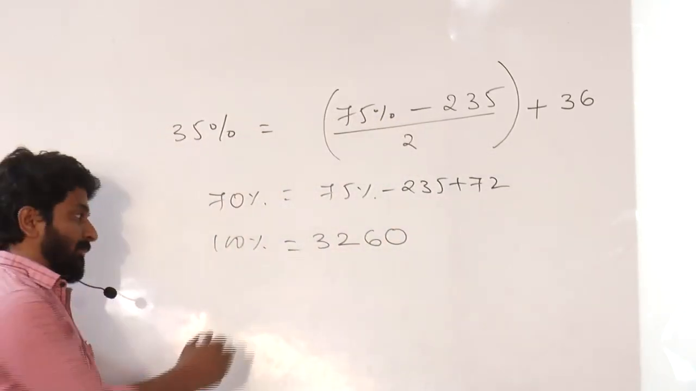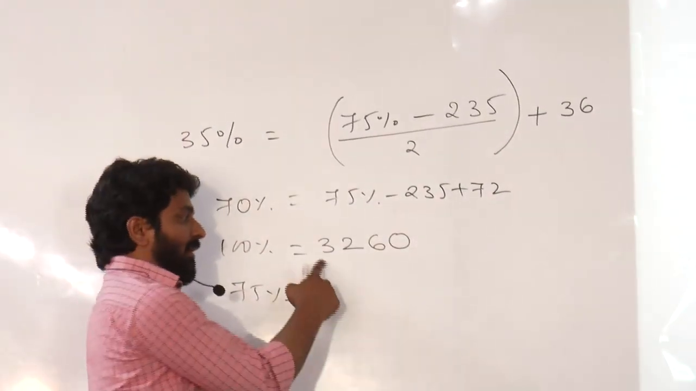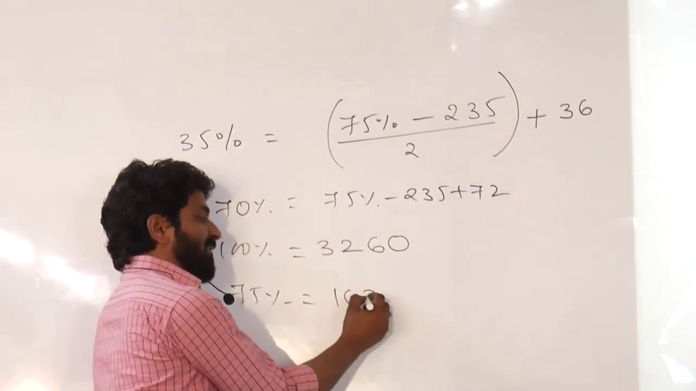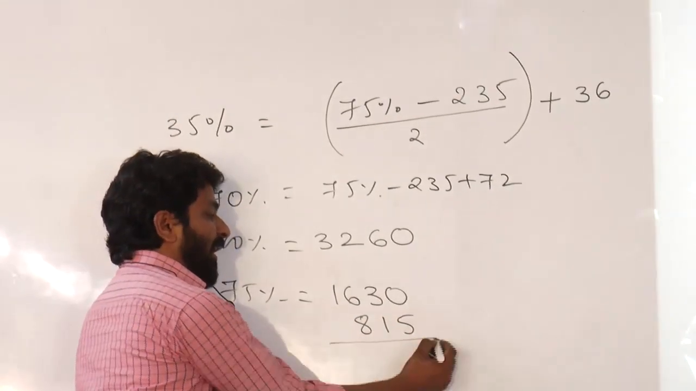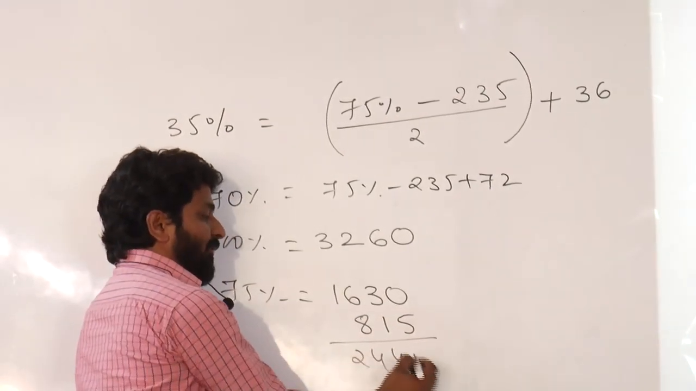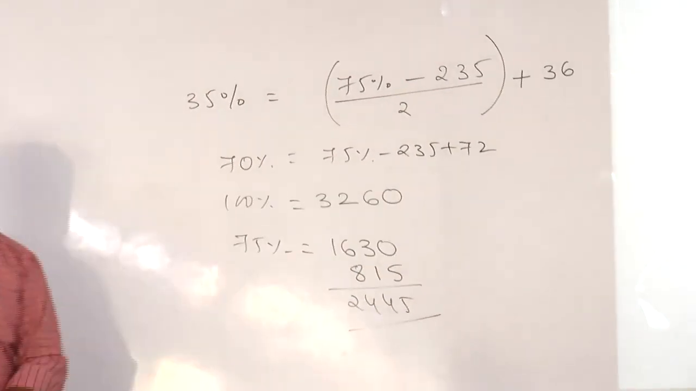75%. Now will you get 75%? Half plus half. Half of 3260 is 1630. Again half is 815. Add these numbers, 2445. Need not to touch this question at all.